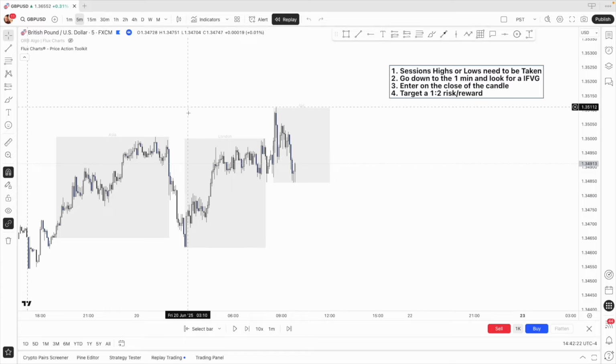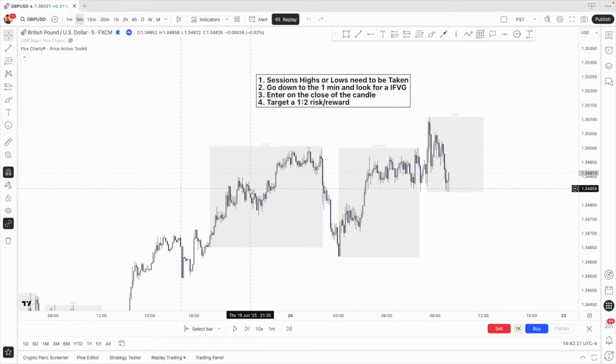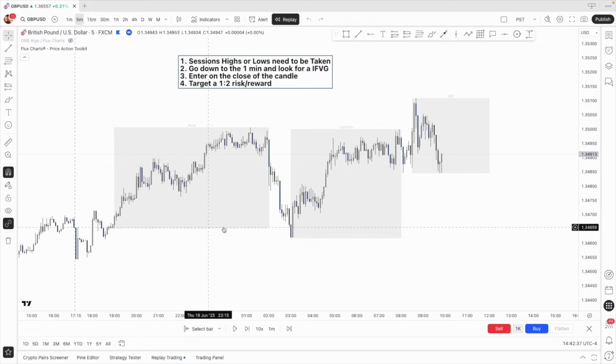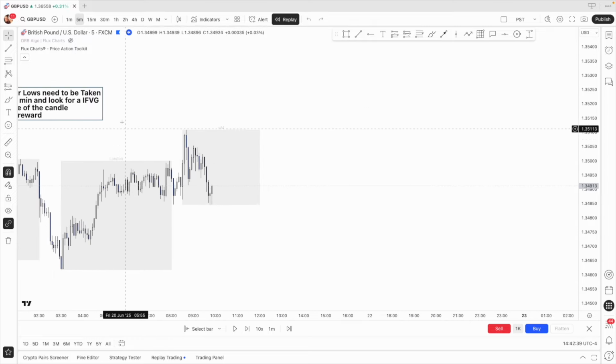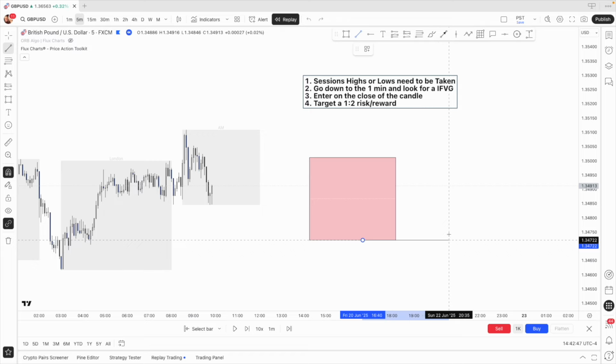So if we have our sessions right over here, as you can see, we have our Asia, we have our London and our AM. This is the New York AM session. So we want to look for lows or highs to be taken. So basically, if this is Asia, we are going to look for the lows and the highs of Asia to be taken. As soon as it's taken, here's price, it comes down.